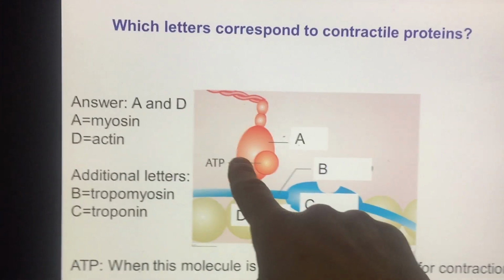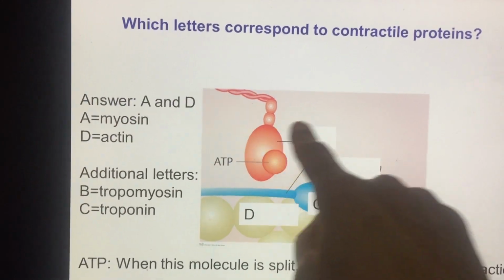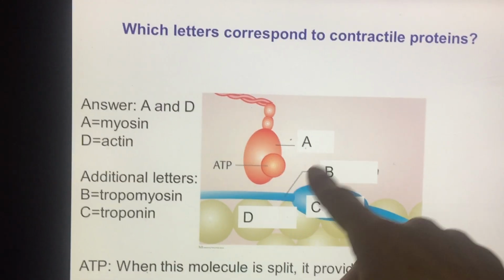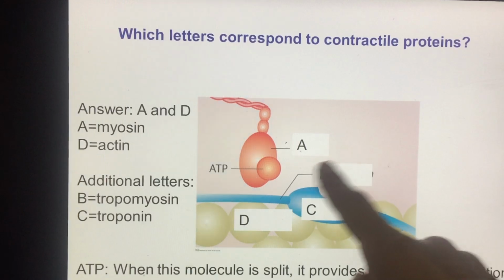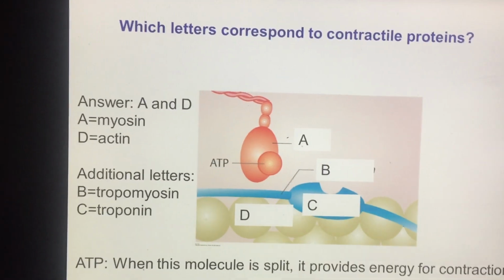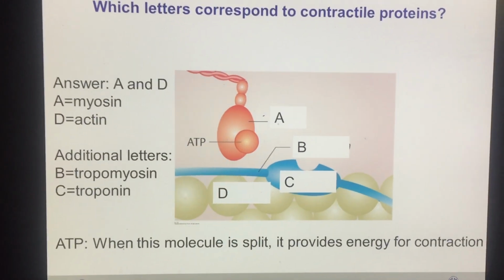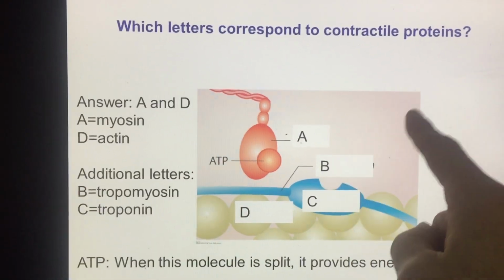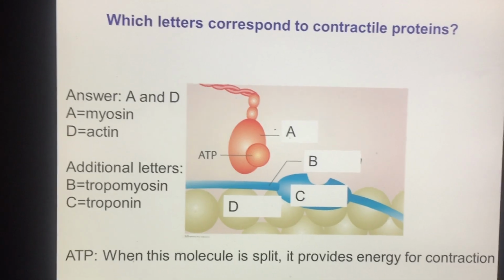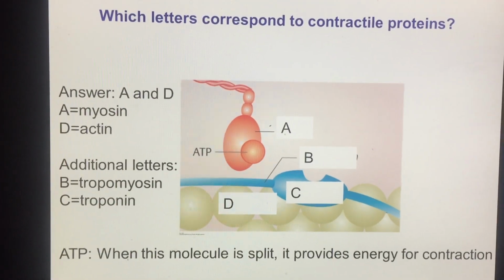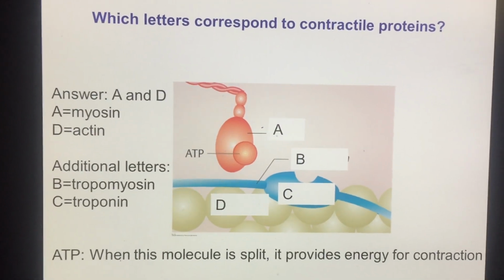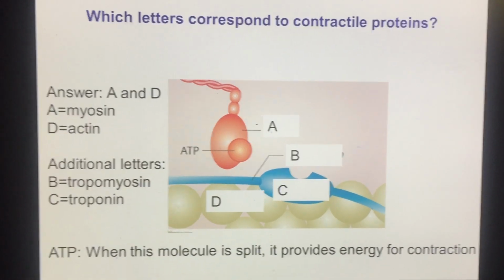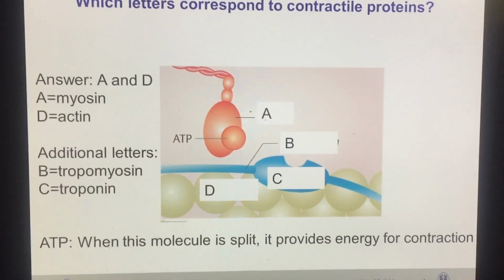You need to break down that ATP to give the myosin energy, and you also have to lift that tropomyosin off of the actin to allow the myosin to bind to actin. So calcium has to come in, bind to troponin, and that allows you to lift the tropomyosin off of the actin. So you need calcium to be released in the muscle fiber, and you also need the ATP to be broken down for muscle contraction to occur.